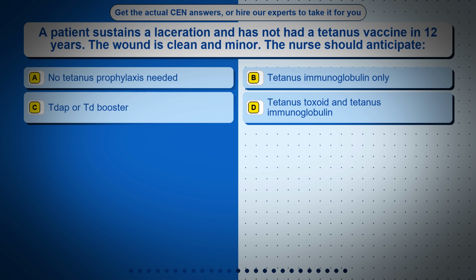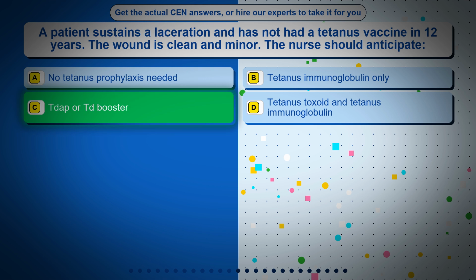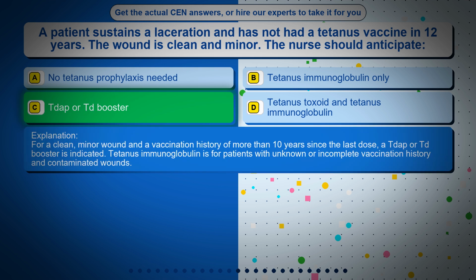Question 12. A patient sustains a laceration and has not had a tetanus vaccine in 12 years. The wound is clean and minor. The nurse should anticipate option A, no tetanus prophylaxis needed. Option B, tetanus immunoglobulin only. Option C, Tdap or Td booster. Option D, tetanus toxoid and tetanus immunoglobulin. The correct answer is option C, Tdap or Td booster. For a clean, minor wound and a vaccination history of more than 10 years since the last dose, a Tdap or Td booster is indicated. Tetanus immunoglobulin is for patients with unknown or incomplete vaccination history and contaminated wounds.